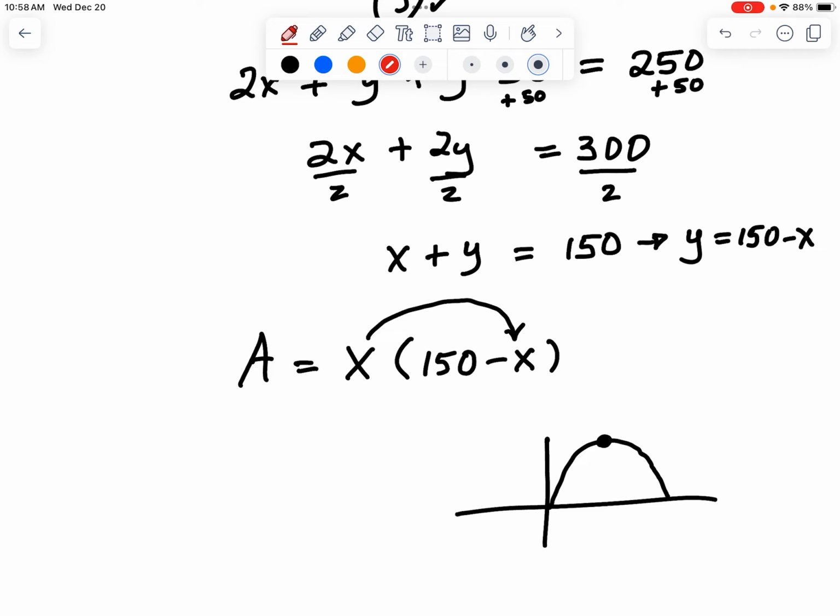Well, there's several ways to do it. One way to do it is find out where these red dots are. In other words, where the function equals 0. And then the vertex, because the graph is symmetric, will be right in the middle. So those red dots mean set it equal to 0 and then solve for x.